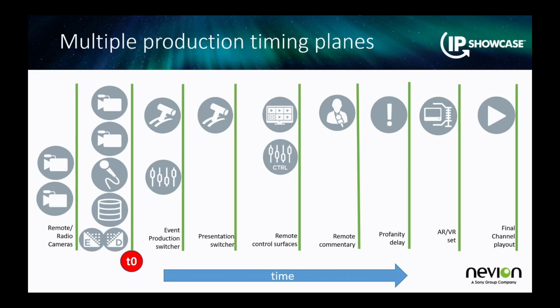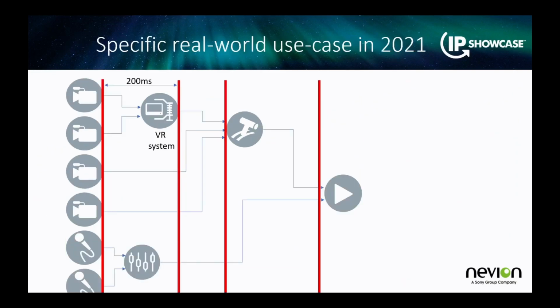In fact, talking about the VR system, this next diagram shows this very well. This is a real-world use case I was talking to people about last year. The VR system cost 200 milliseconds. So you've got some cameras that are part of the VR system that are inherently offset as they come into the main production switcher by 200 milliseconds compared with everything else. But how do I know what that timing domain is, and how do I track it? Hold that thought, because we're going to come back to that shortly.